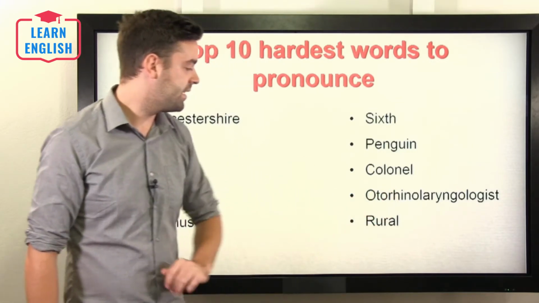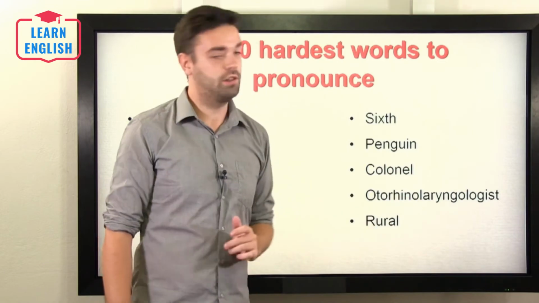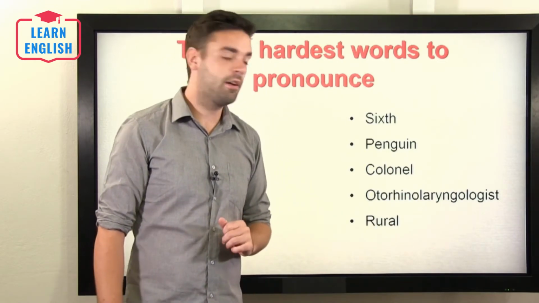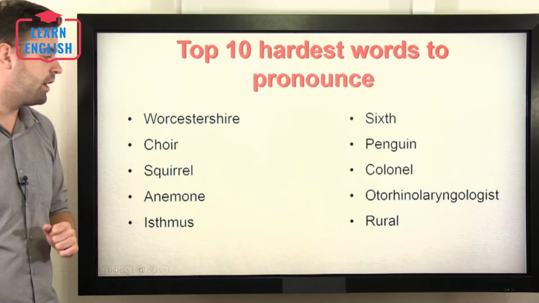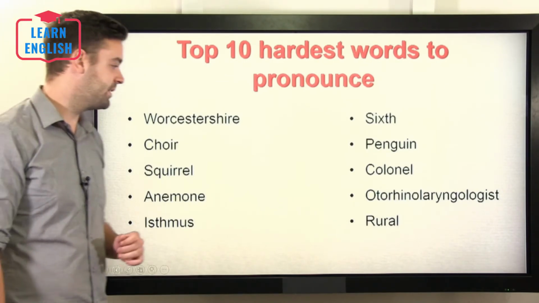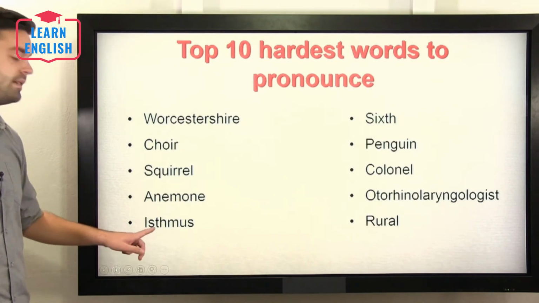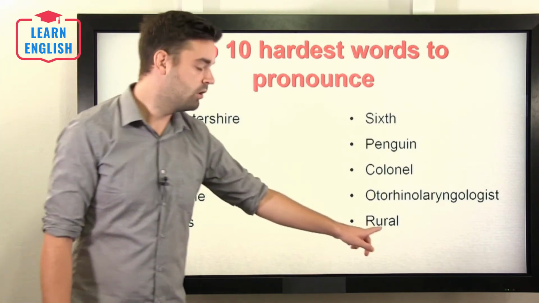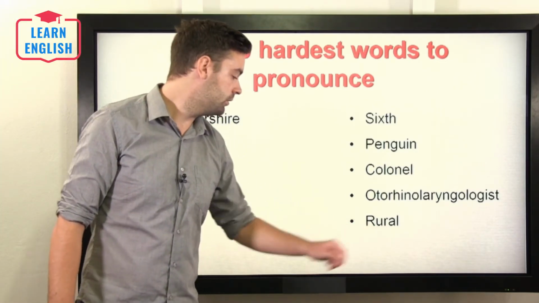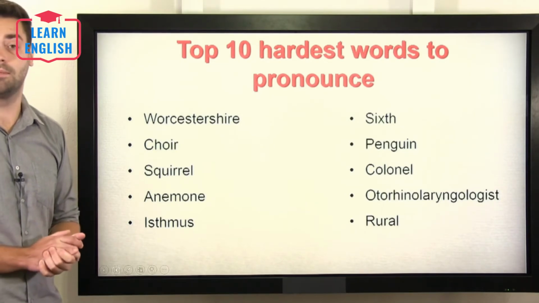So let's split this up, okay? So we've got otorhinolaryngologist. Try and say that quickly. Otorhinolaryngologist. Oh, that's quite hard. Isthmus. And rural. So rural is like the countryside.